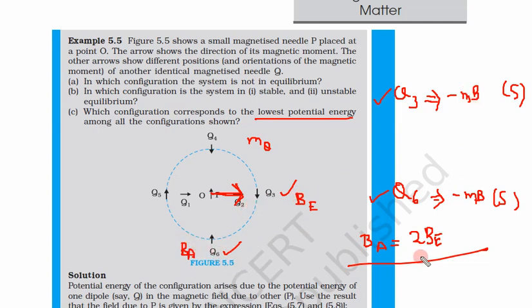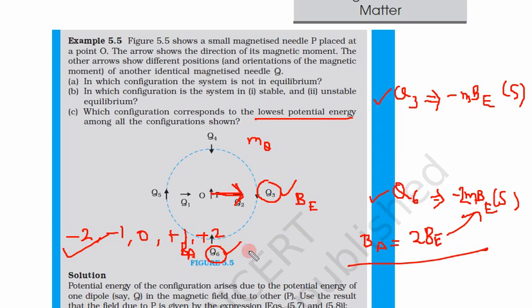Now let us put these values. So for Q3, M remains the same, this is equilateral, so minus M B equilateral. For Q6, this is axial, so M B axial, and B axial is equal to 2 B equilateral, because the axial field is double of the equilateral field. So this is minus 2 M B equilateral. Definitely minus 2 is lower than minus 1. So minus 2 is the lowest.